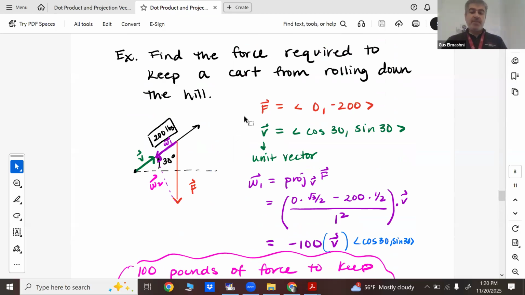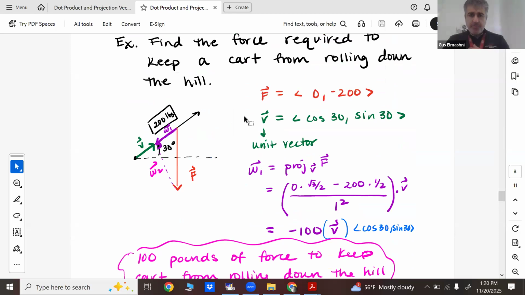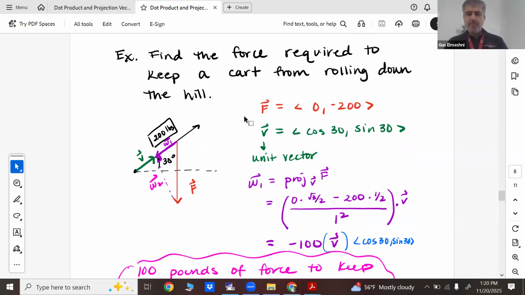All right. So physics. Find the force required to keep a car from rolling down the hill. Okay. So for those who are sophomores, I mean, obviously you're not taking physics right now, but you will soon, right? Or maybe you might, I don't know. Okay. So you have some object or cart sitting on a ramp. Now, the weight of the cart is 200.